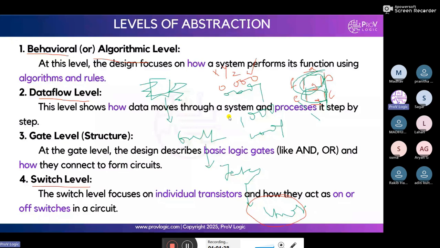Did you get the point now? Ma'am, can you repeat once again? If you write the program by using the truth table, we call it behavioral modeling.